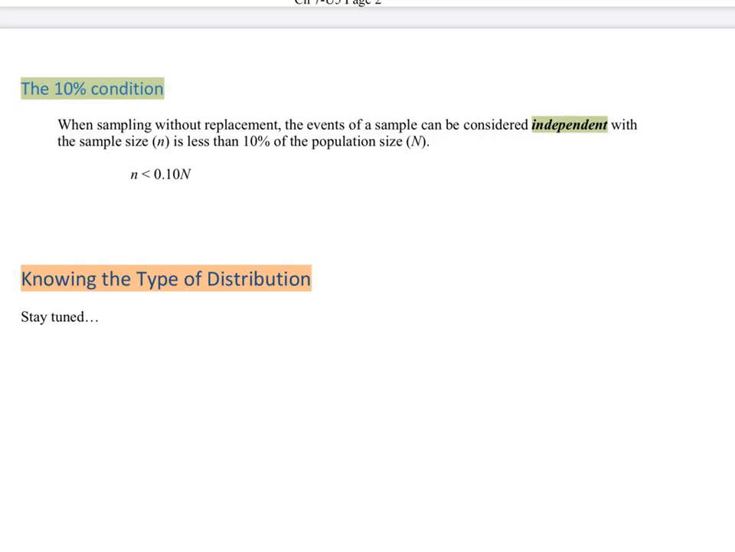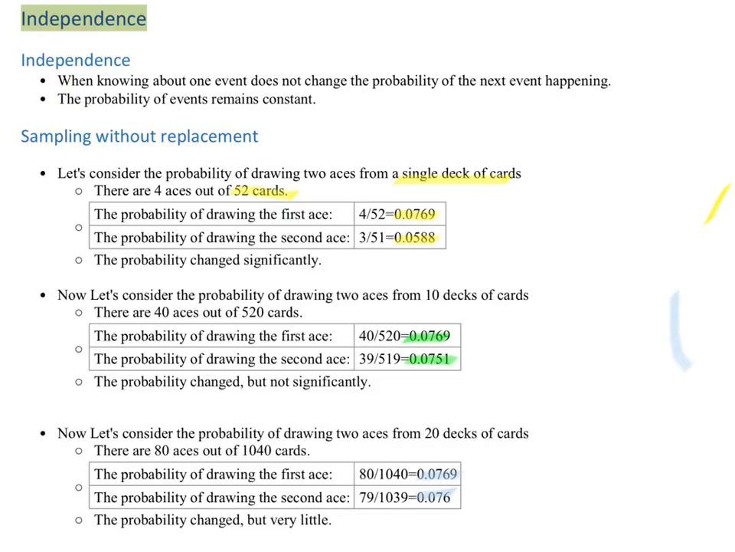And then if we increase our population even more to 20 decks of cards, you can see that the probability of the first one doesn't change, but the probability of the second one is much, much closer to the original. So there's something going on here with the population being bigger and the potential for independence.